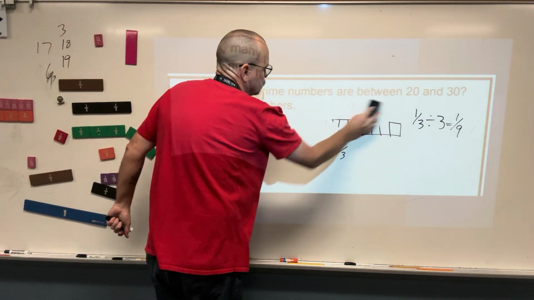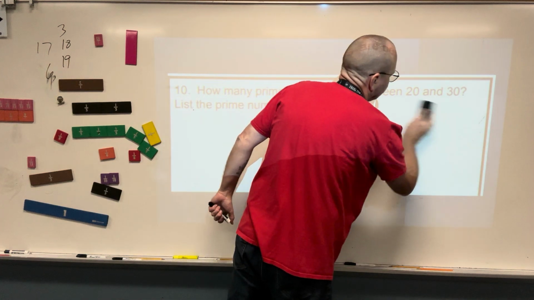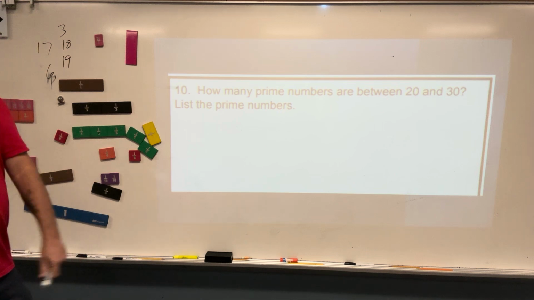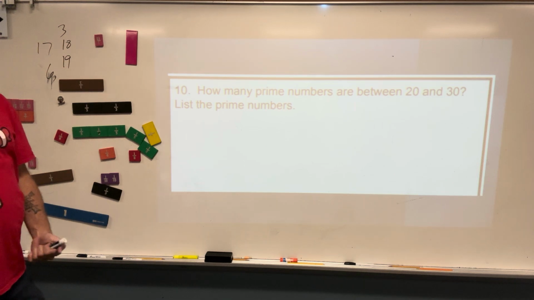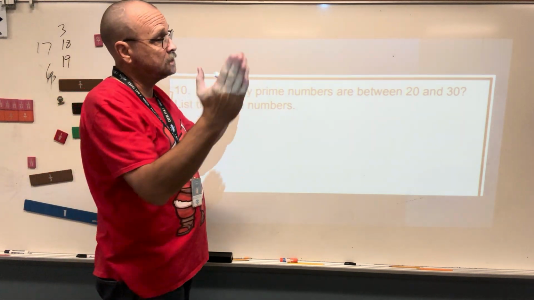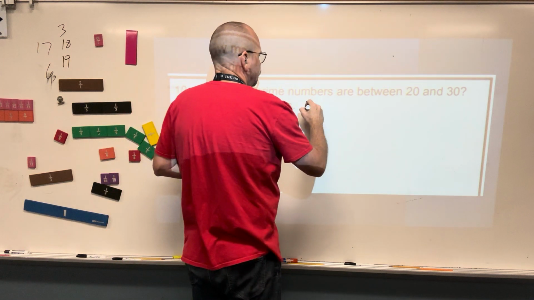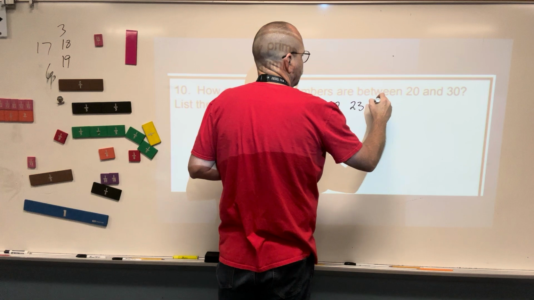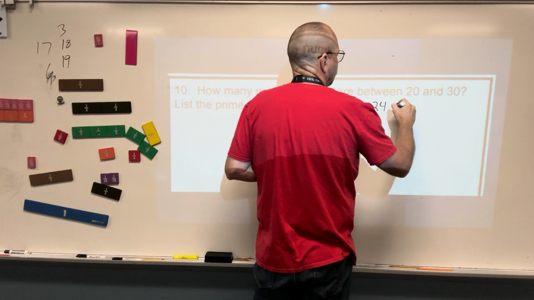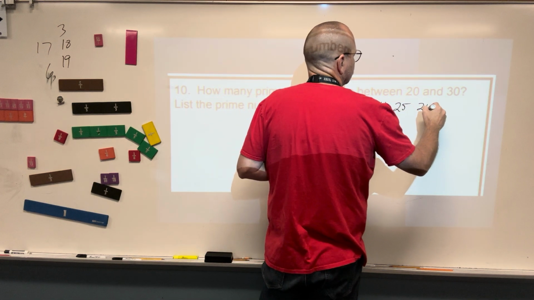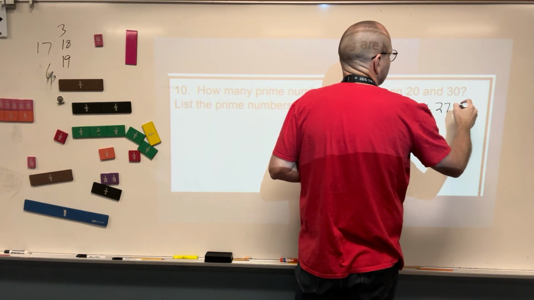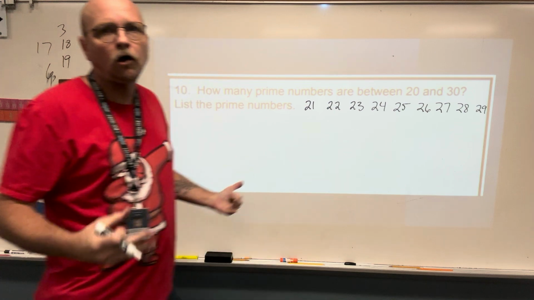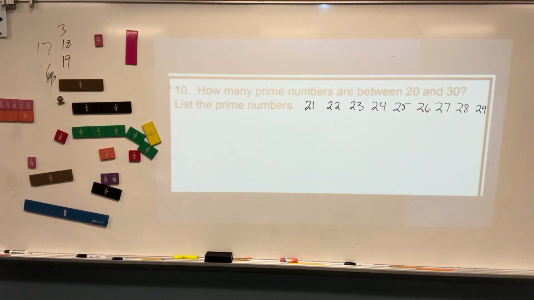Here's a different problem. How many prime numbers are there between 20 and 30? I'm not going to count 20 and 30 because it says between 20 and 30. So we have the numbers 21, 22, 23, 24, 25, 26, 27, 28, and 29. So these are all the numbers between 20 and 30.